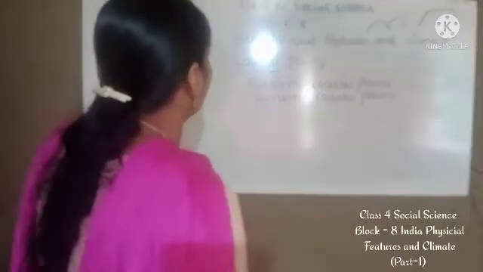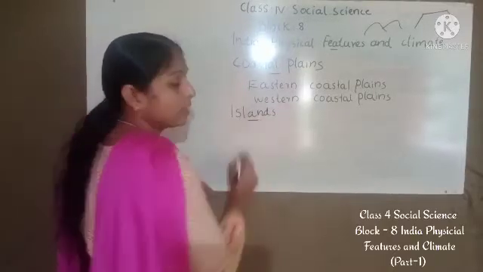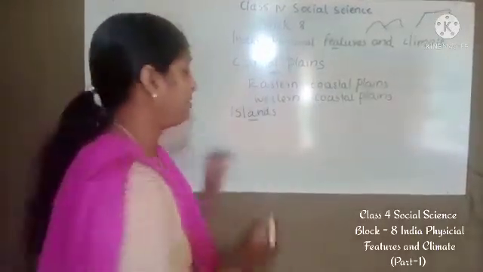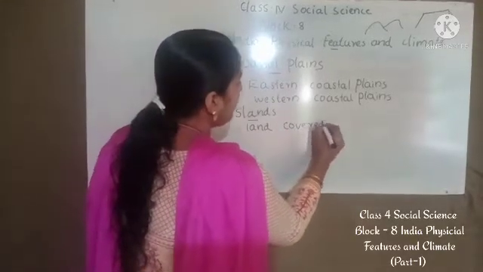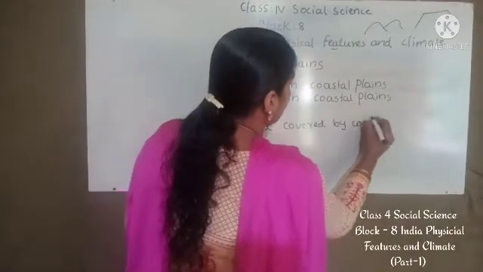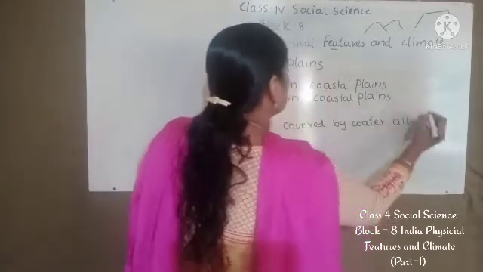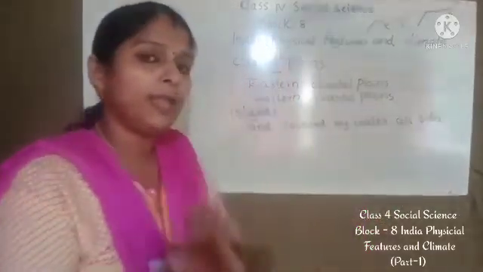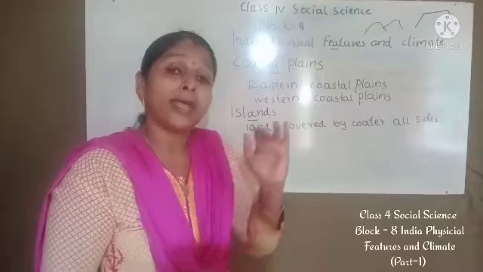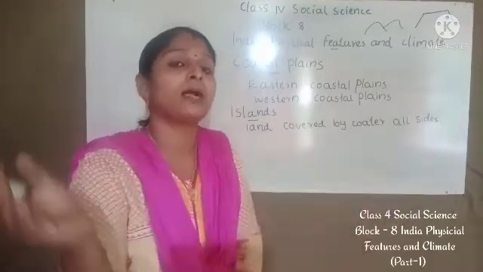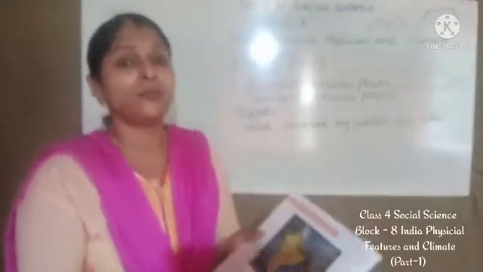Then one more physical feature is the island. Islands means what? Islands are land covered by water on all sides. All sides will be water and only the middle will be land. So how can we reach there? Yes, we can reach the islands through airways or waterways, because all other parts are covered by water, isn't it?